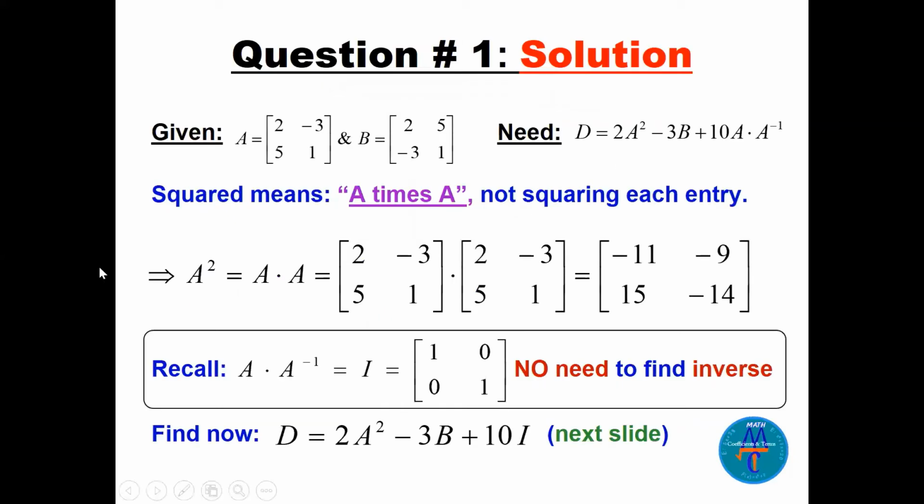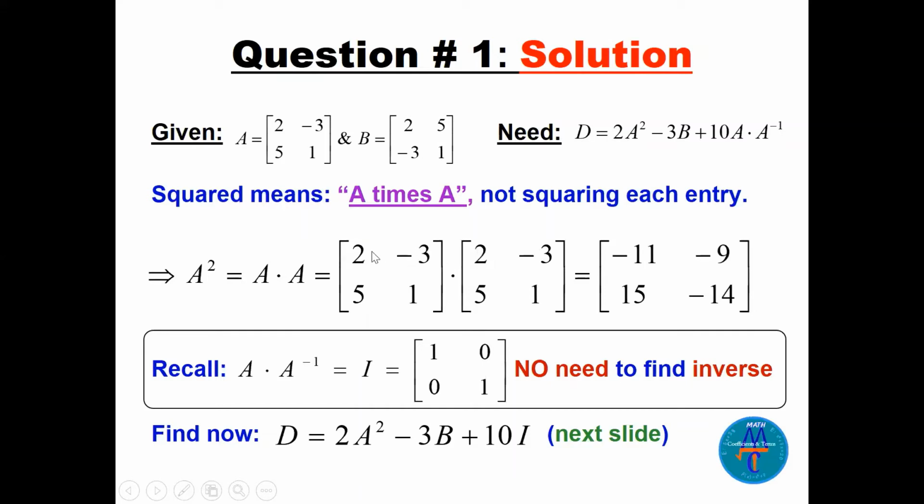Okay. So what I said here, squared means A times A, not squaring each entry. So let me find first A squared. So it's A times A: 2 minus 3, 5, 1, times 2 minus 3, 5, 1. See, directly I go row and column.